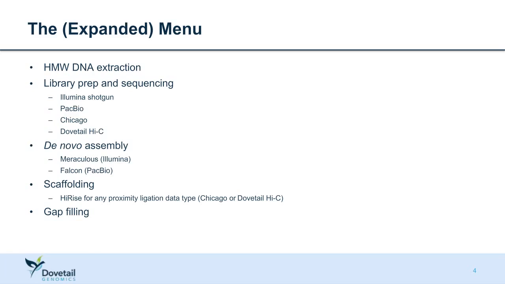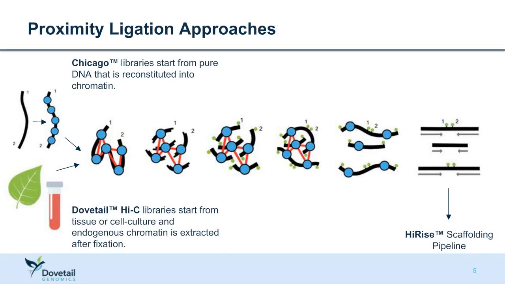The next step is the scaffolding, where we have the Hi-Rise or Chicago data set. This is our proprietary proximity ligation scaffolder, which we call Hi-Rise, which we use to stitch many pieces of small scaffolds all the way up to a chromosomal level assembly. And finally, before we give it to you, if you have any shotgun data that you generated long before, or low coverage PacBio data, we can use it to gap fill the assembly, with the aim to increase our contiguity.